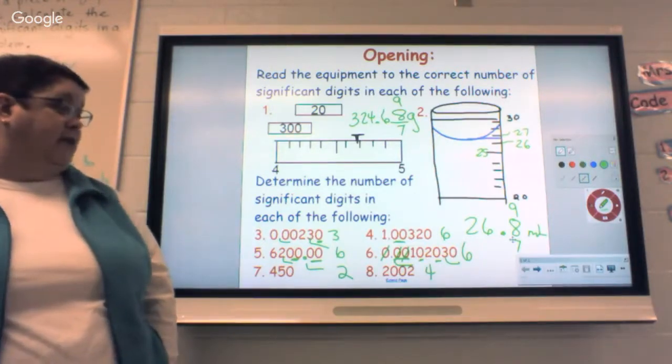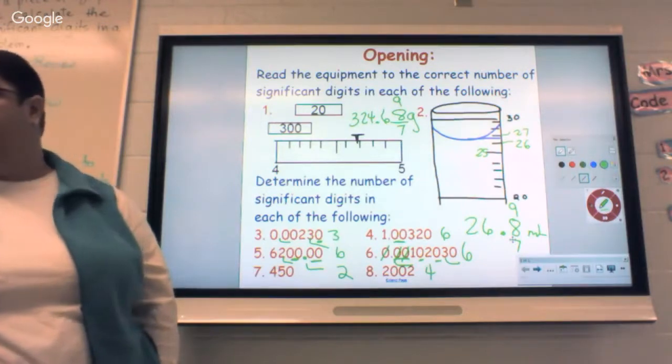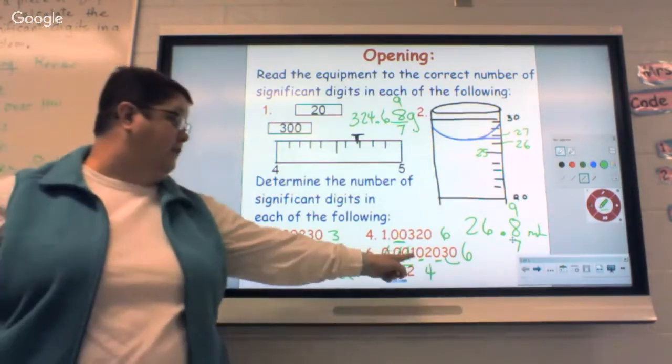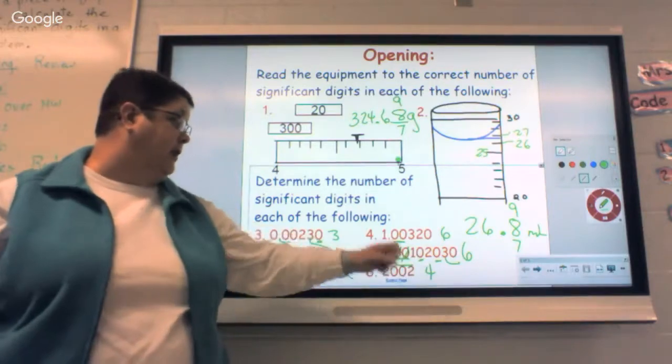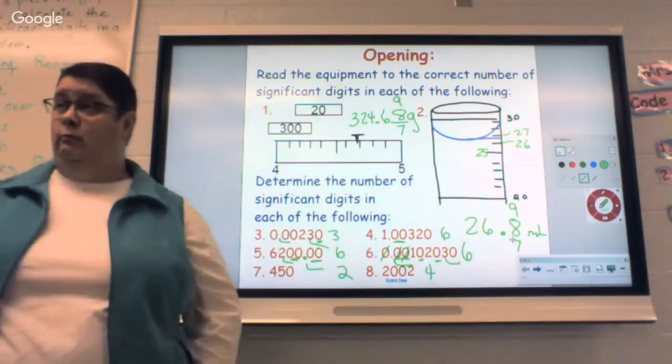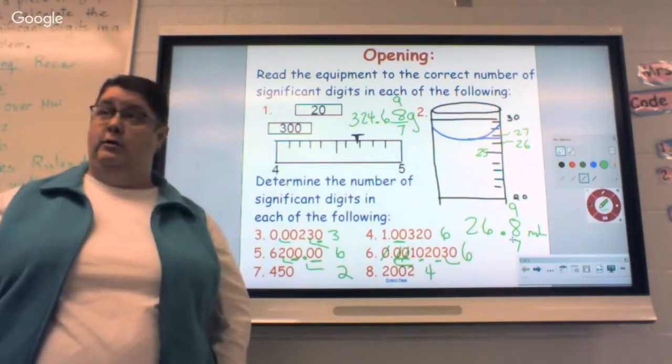It'd still be significant because it's after the 2 and after the decimal. Okay? As long as it's after this 1 and after the decimal, it's significant. Okay? All right, can we talk homework? See how we did on those 20?